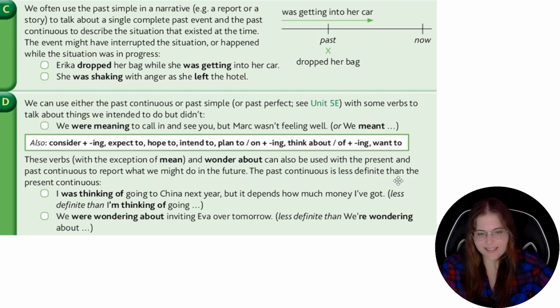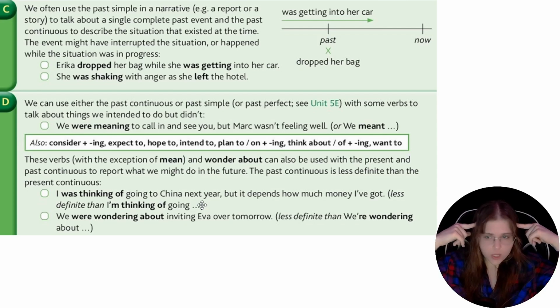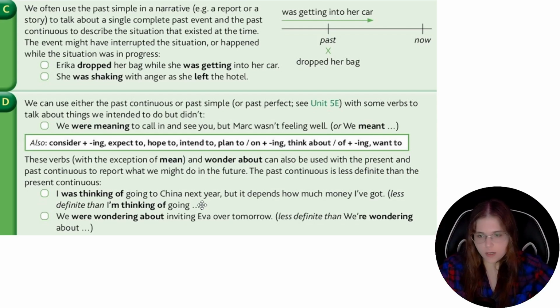The past continuous is less definite than the present continuous. I was thinking of going to China next year. I was thinking about that previously, earlier, and I was thinking about the next year. Next year, it will be in the future. But it depends how much money I've got. Less definite than I am thinking of going. I am thinking of going means that it is in my mind right now, and maybe we will go to China. Maybe we won't, but I'm thinking about it now, and I'm thinking about it carefully.